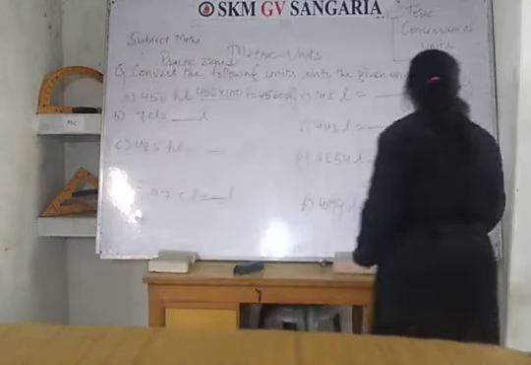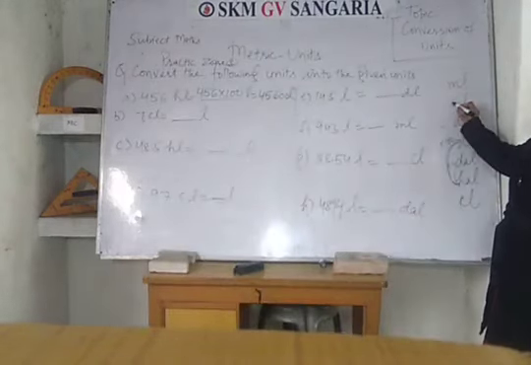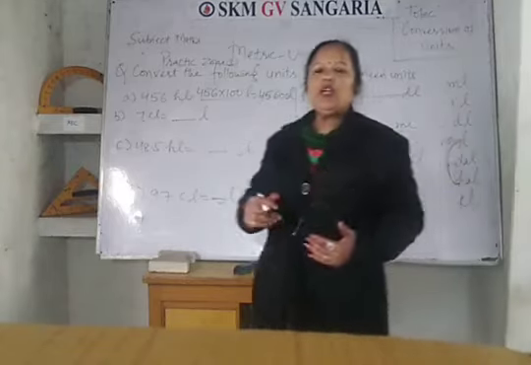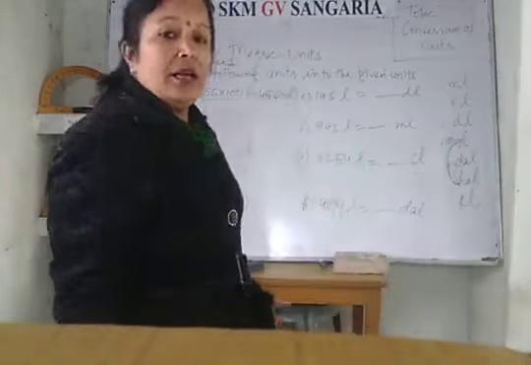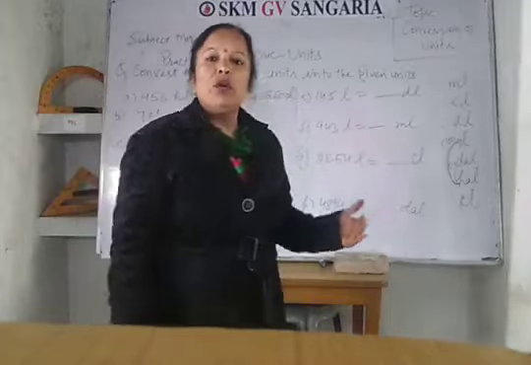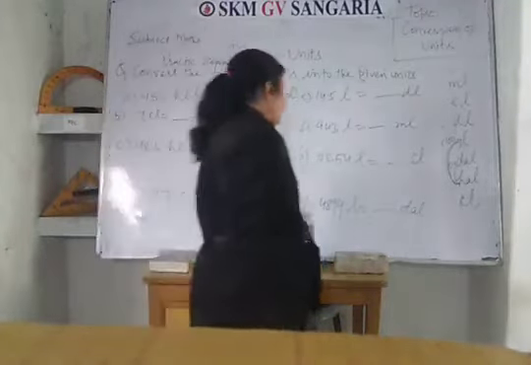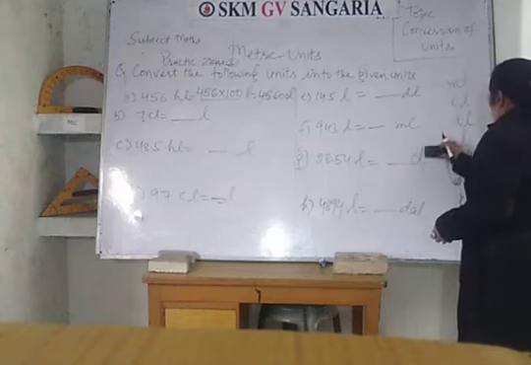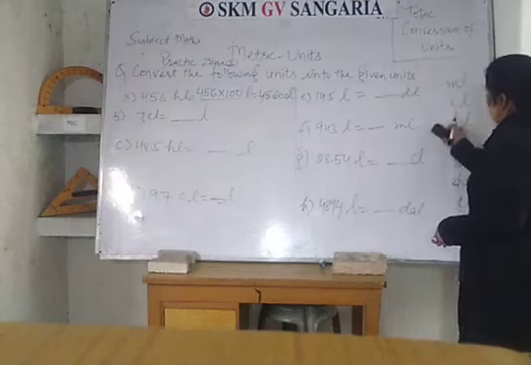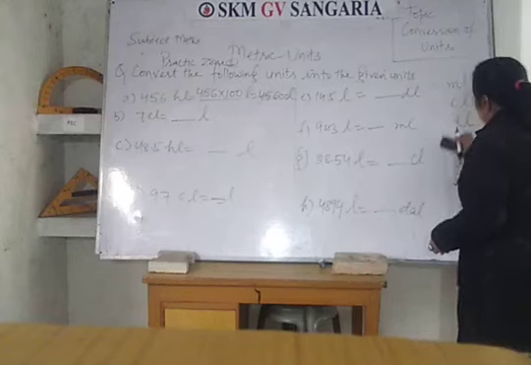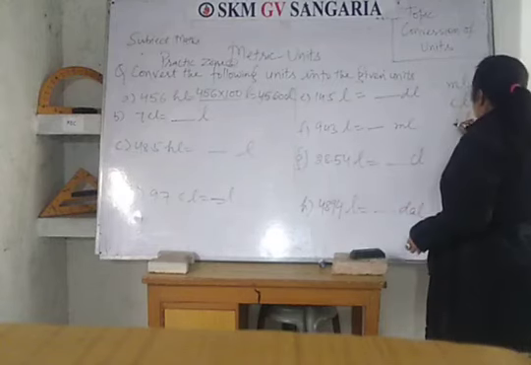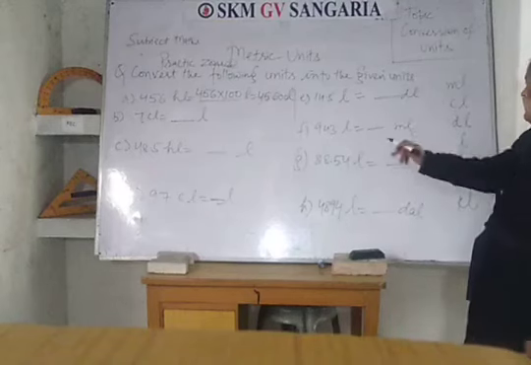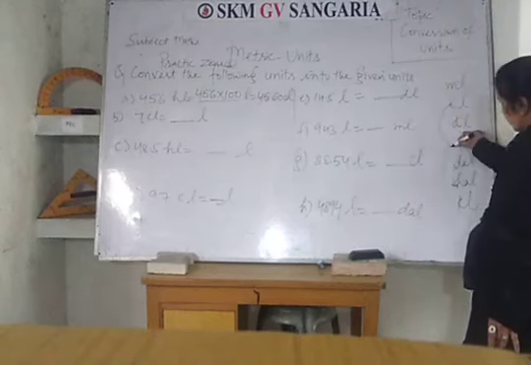Then 7 centiliter is to be converted into liters. Centiliter is the smaller unit, being converted into the bigger unit. When a smaller unit is converted into a bigger unit, we divide. The same pattern you will follow here: milli, centi, deci, liter, deca, hecto, kilo.